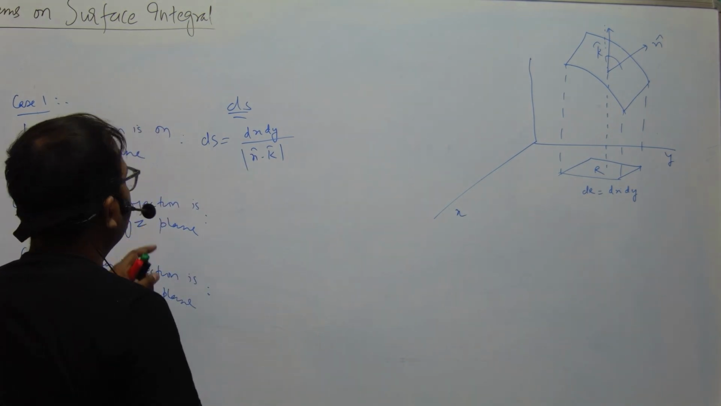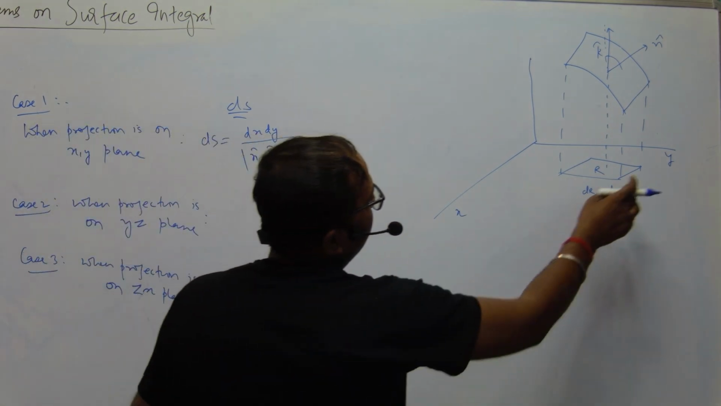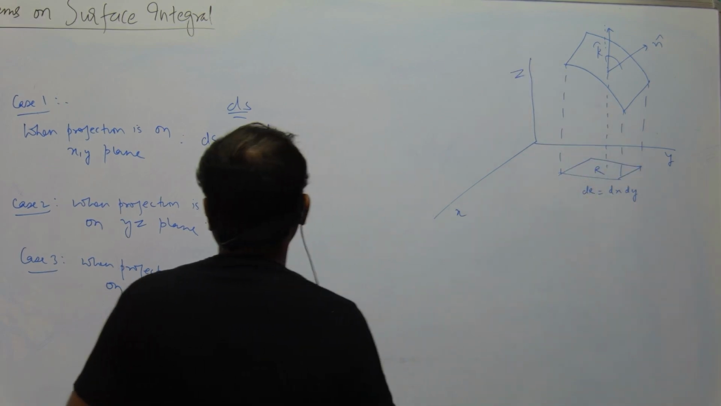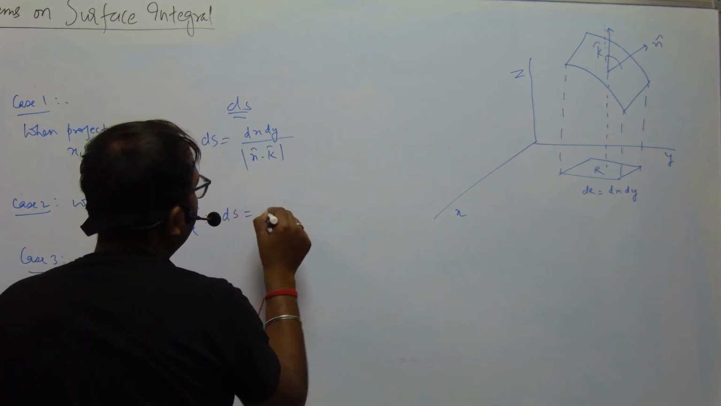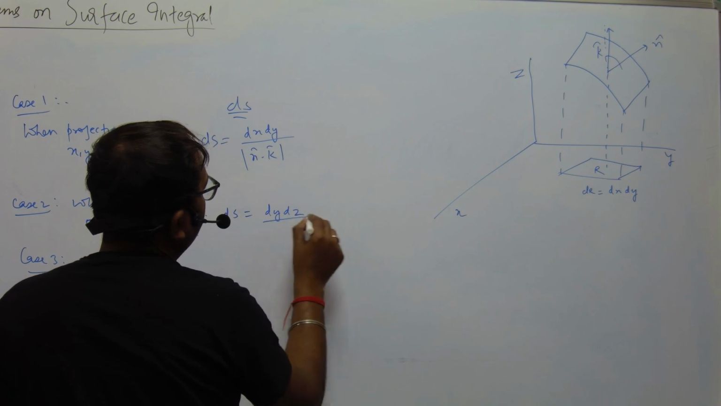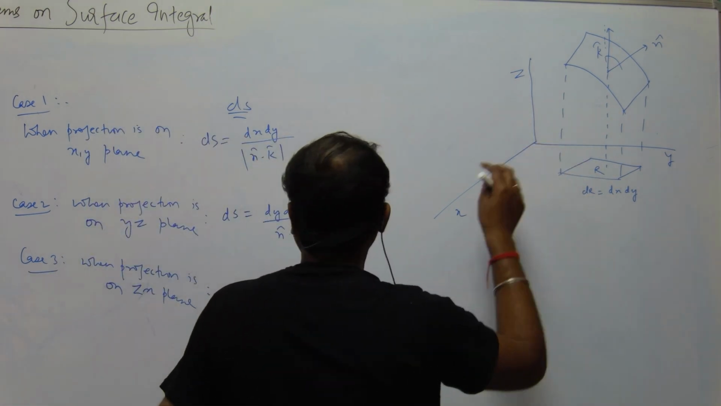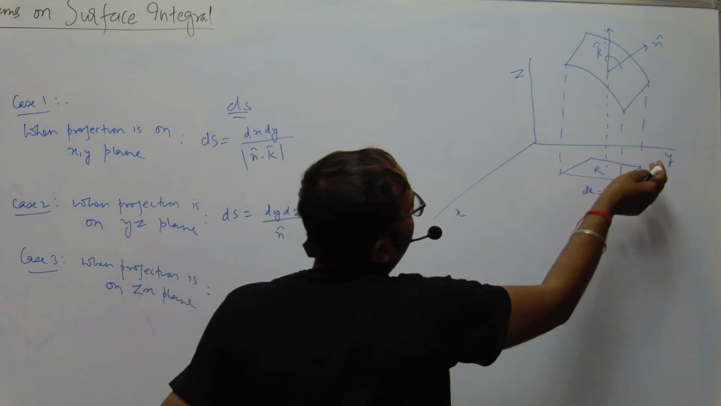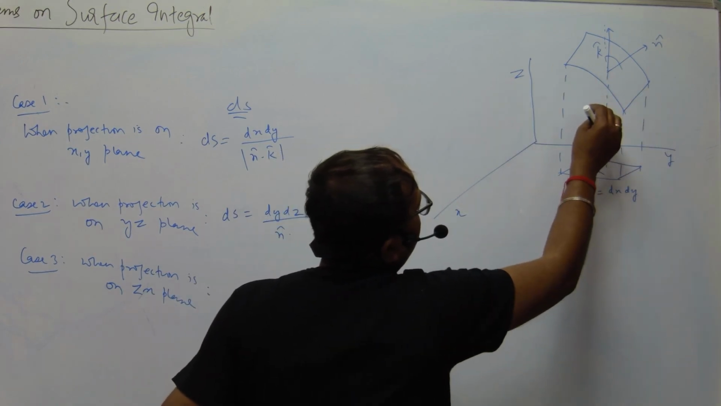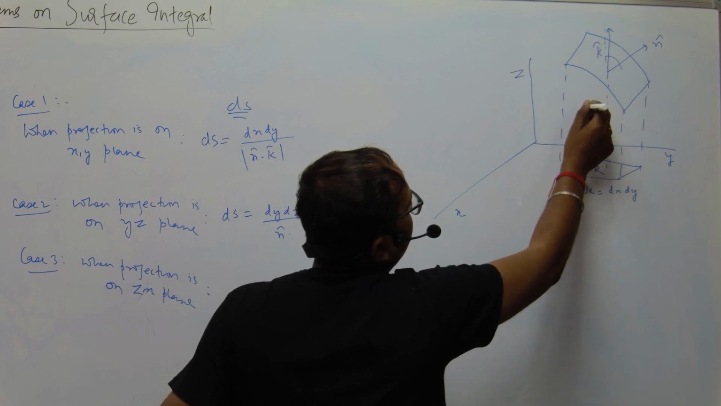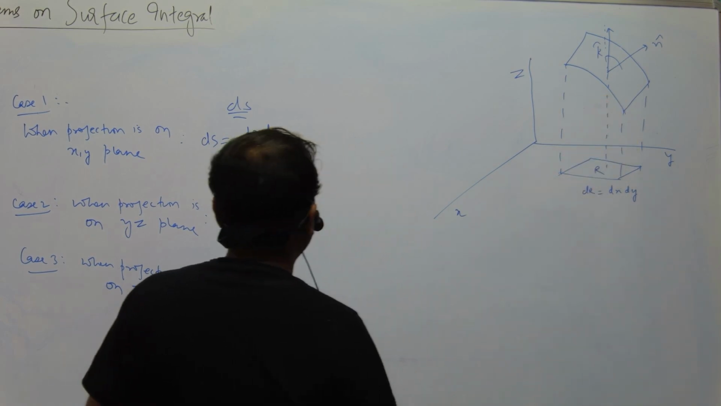Similarly, when the projection is on the yz plane, with y and z axes, ds will be equal to dy dz upon the mod of n cap dot i cap. So we have to take the dot product of n cap with the unit vector perpendicular to the yz plane. The unit vector perpendicular to the yz plane is along the x-axis, that is i cap.